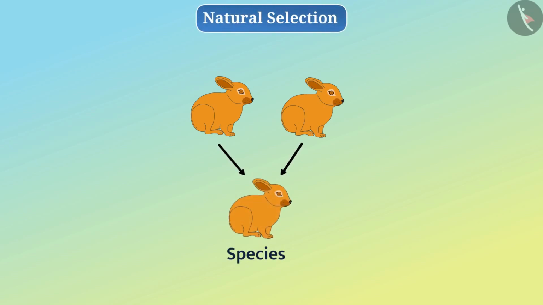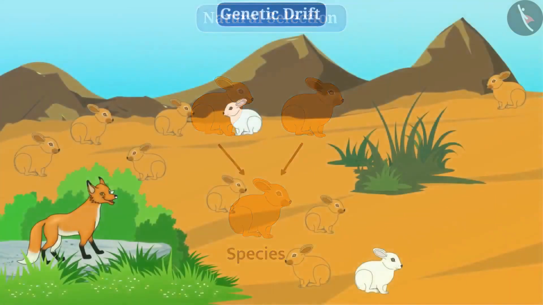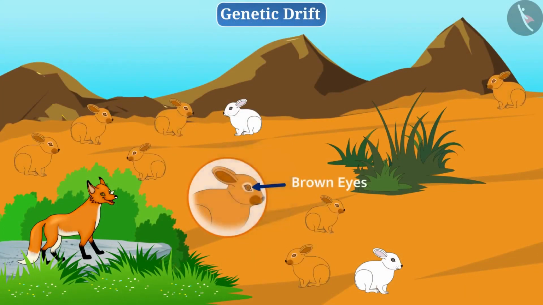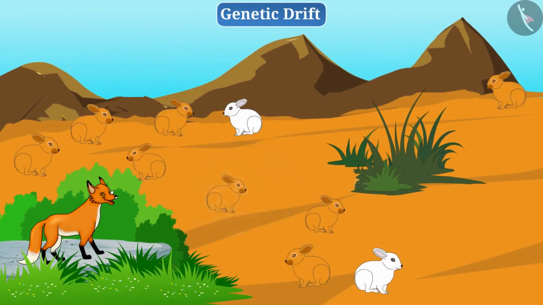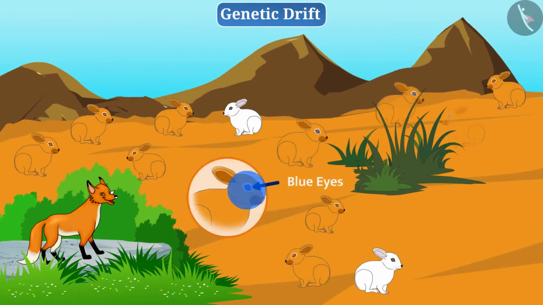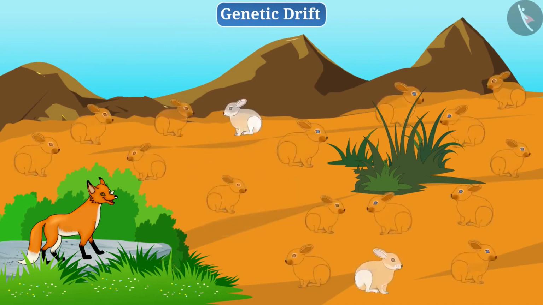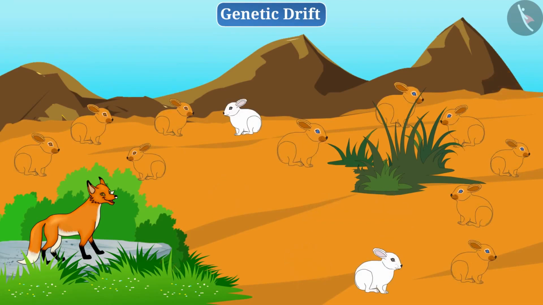Now, let's talk about another interesting fact of evolution. Now suppose a rabbit with brown eyes lives on the hill. Due to the variation, rabbits with blue eyes are produced in the population. This time, only the eye color has changed in the rabbits. Therefore, foxes can hunt all rabbits. This reduces the size of the rabbit population, that is, the number of rabbits is reduced.